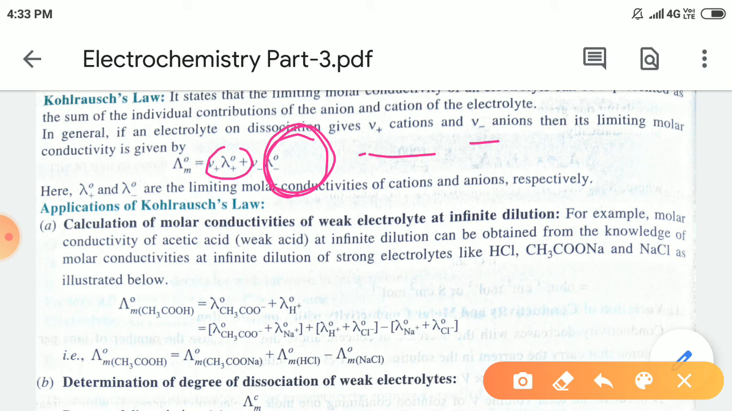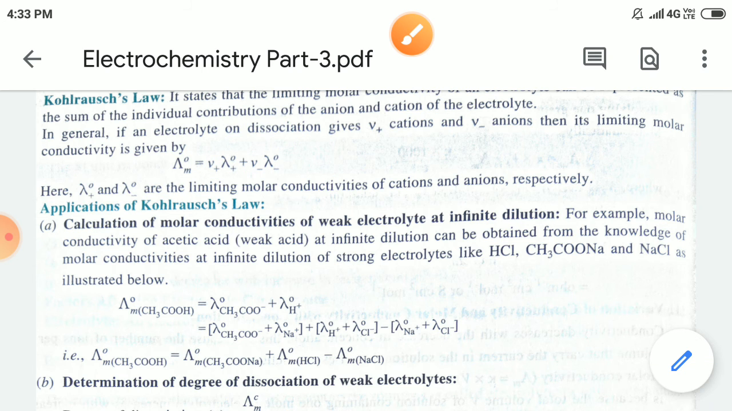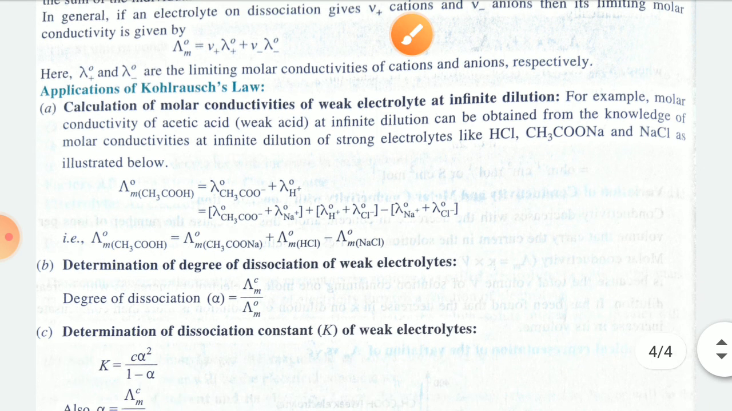Hence, the limiting ionic molar conductivity of cation and the limiting ionic molar conductivity of anion are the limiting molar conductivities of cation and anion respectively. Application of Kohlrausch law of independent migration of ions.